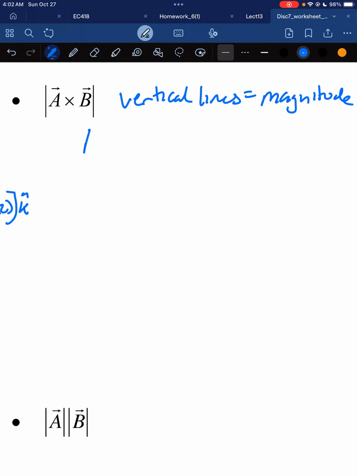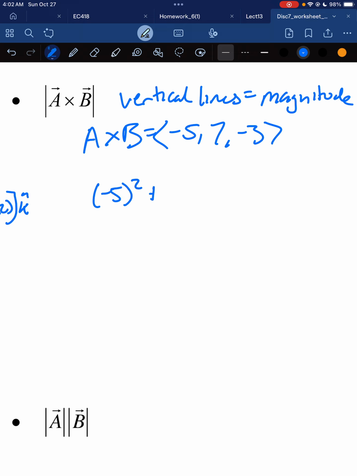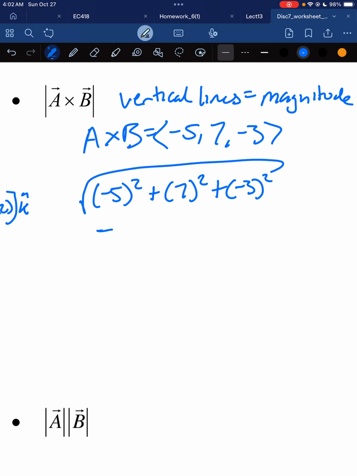So we know that A cross B is equal to -5, 7, and -3. So I'm going to take each component and I'm going to square it. So I'm going to do -5 squared plus 7 squared plus -3 squared. I'm adding it all up. I'm going to take the square root of the entire thing, and I get the square root of 83.